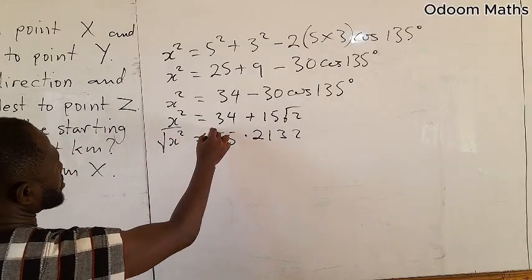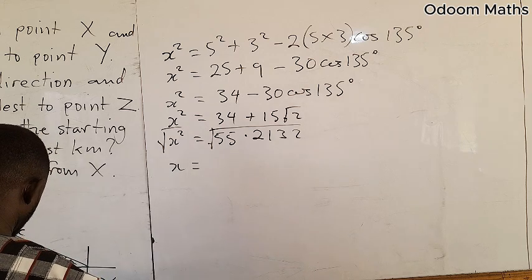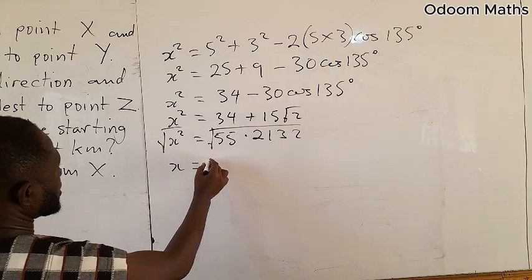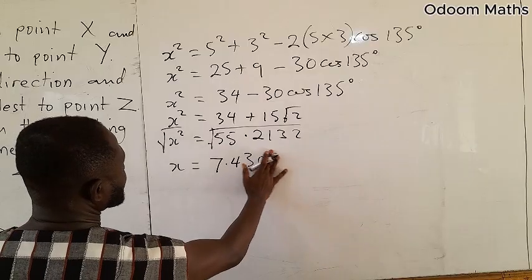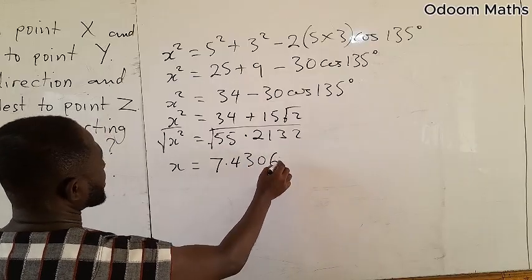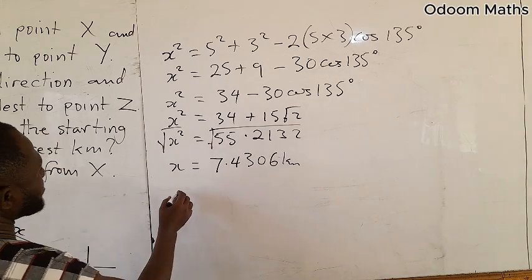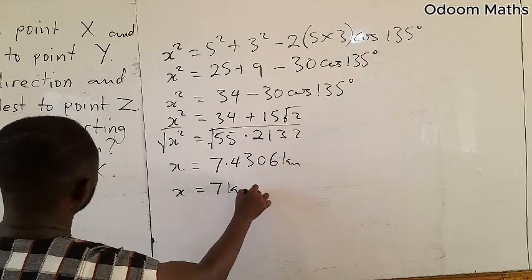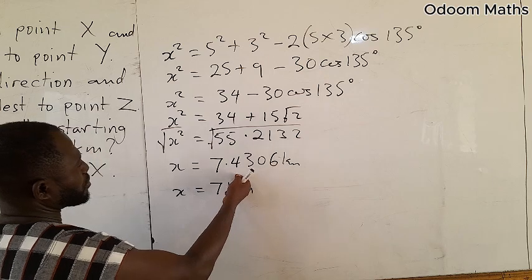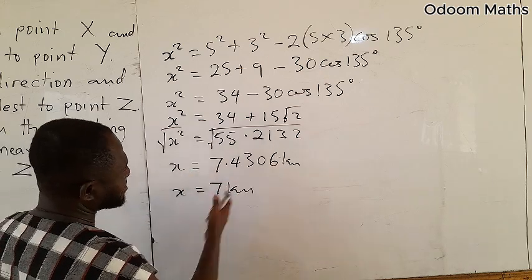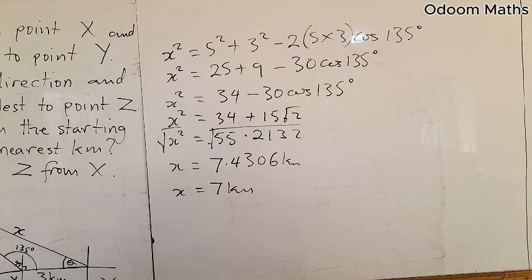Now we put square roots on both sides. So x becomes 7.4306, so to the nearest kilometer, x is equal to 7 kilometers, because this is closer to 7 than 8. Okay, now we are left with finding the bearing.